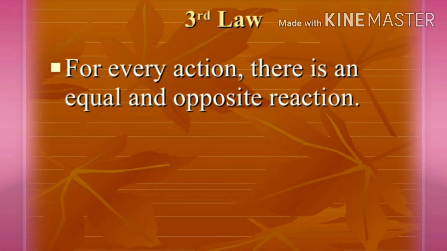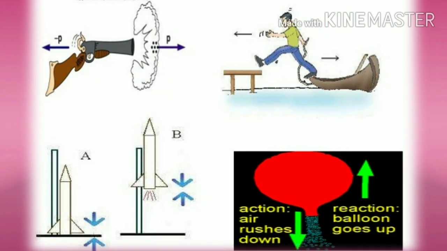When one object applies a force on another object, the latter object also simultaneously applies a force on the former object. These forces between two objects are always equal and opposite. And here we state the third law: for every action there is an equal and opposite reaction force which acts simultaneously. Now the examples of the third law.